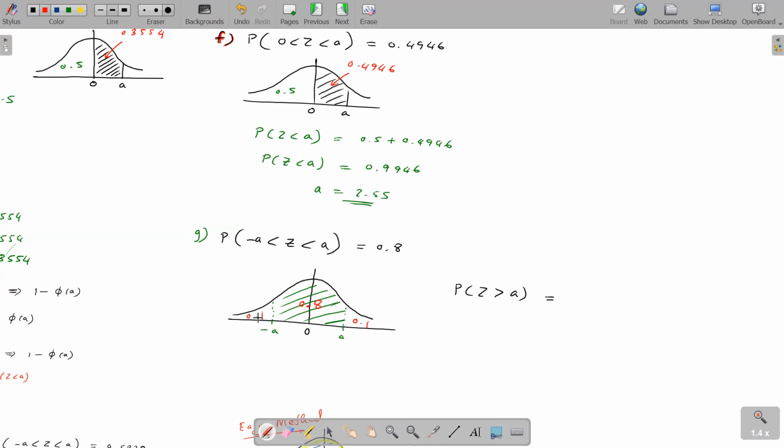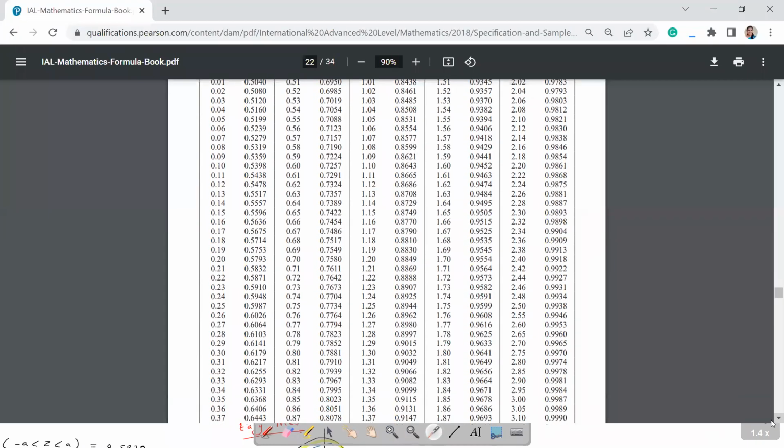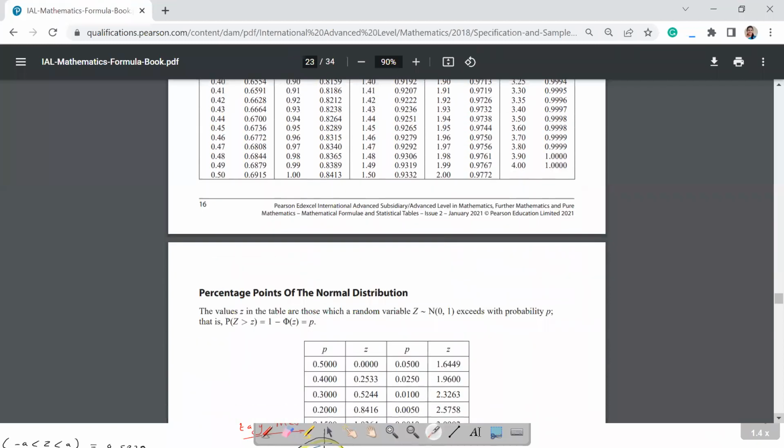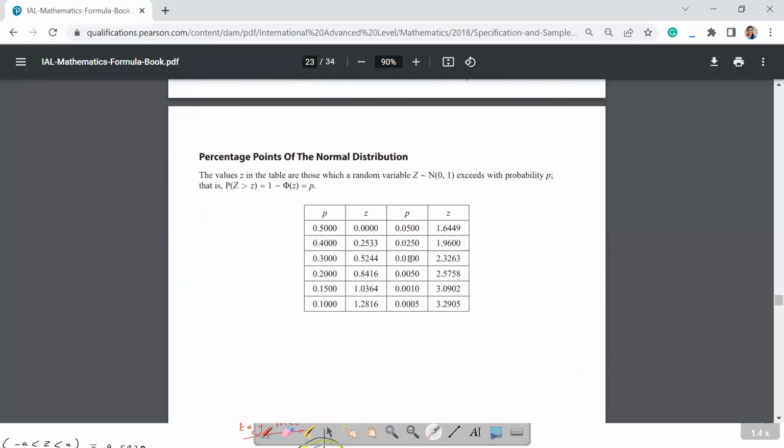So the area in between, because minus A and plus A is symmetric, subtract it from 1, 0.2 is the area on both the tails. Divide by 2 to get each tail. So basically, probability Z greater than A here is 0.1. When I have it like this, I can immediately use the second table. Is it greater than A? Because the second table is for is it greater than A. So is it greater than A is 0.1.